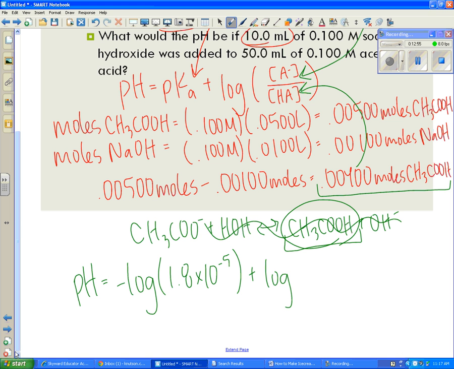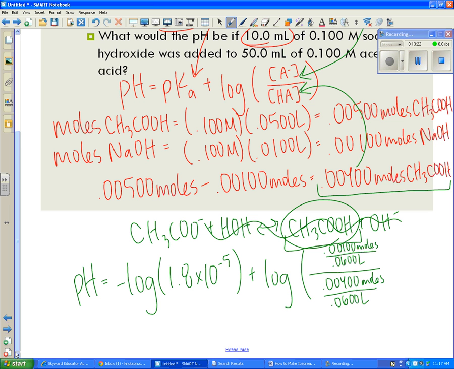And they're both now in what volume? So we've added 10 milliliters to 60. So we would essentially be taking 0.00100 moles and dividing it by 0.0600 liters to get it into concentration. To get concentration on the bottom here, we'd be taking 0.00400 moles and dividing it by 0.0600 liters.